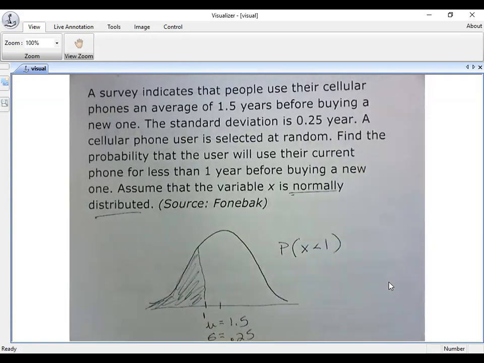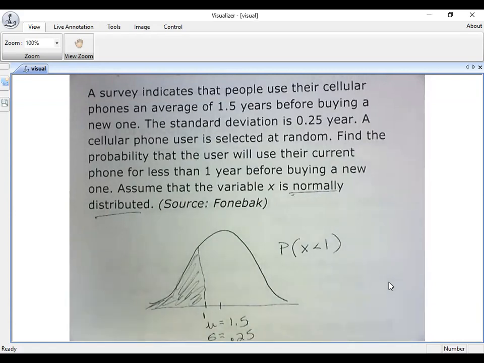Now, if I were to take a quick vote, how many of you say, I'd rather do the z-score, go look in the table? How many of you say, I'd rather do this in the calculator? How many of you say, I can't even tell what I'd want to do. I'm still trying to figure out what class I'm in.